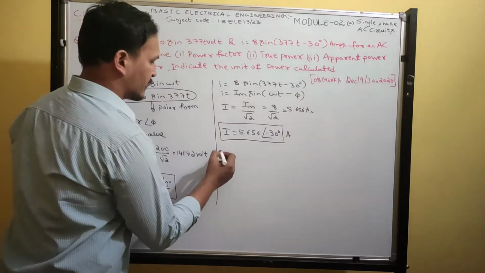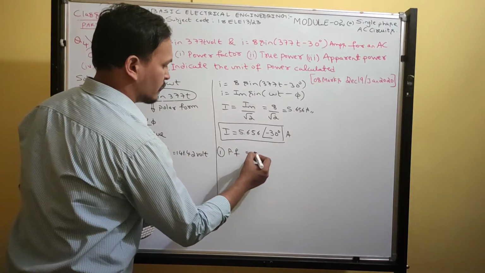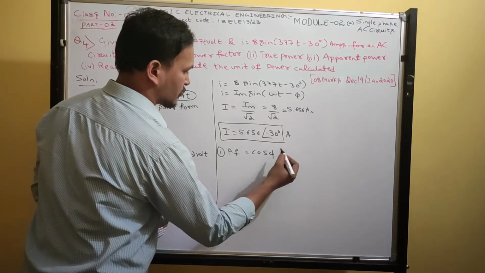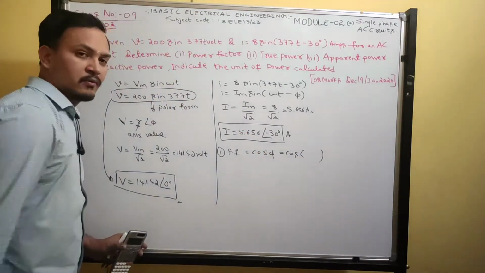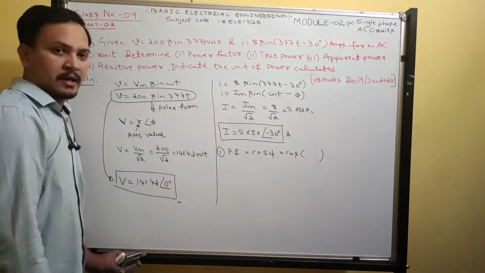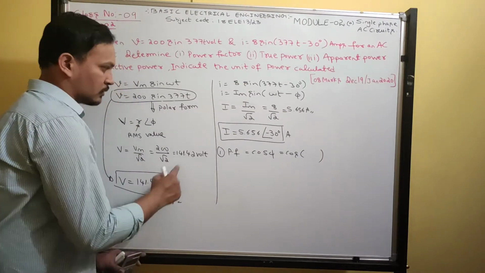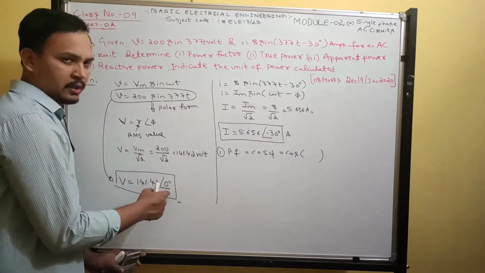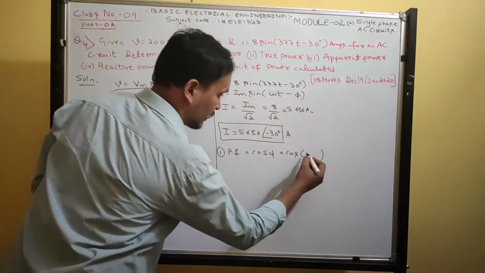So convert the given instantaneous voltage and the instantaneous current into polar form. Now the first question: determine the power factor. What do you mean by power factor? Cos phi. What is phi? The angle between voltage and current. What is the angle between voltage and current? 0 degree here and 30 degrees there, 30 minus 0, 30 degrees.